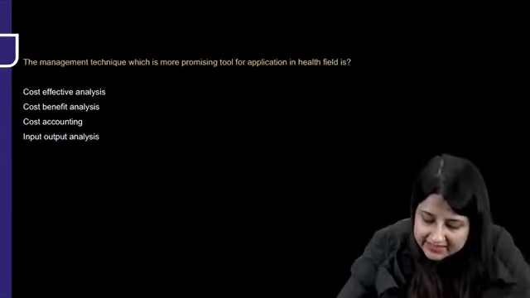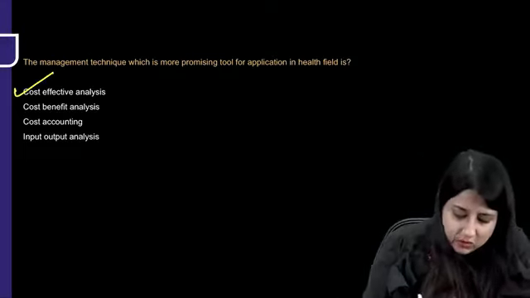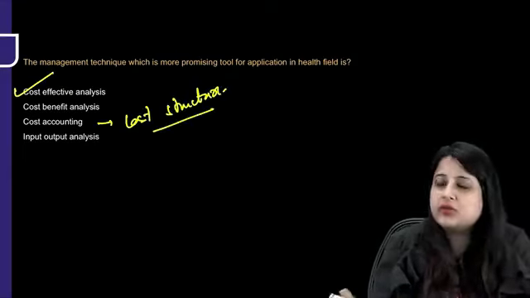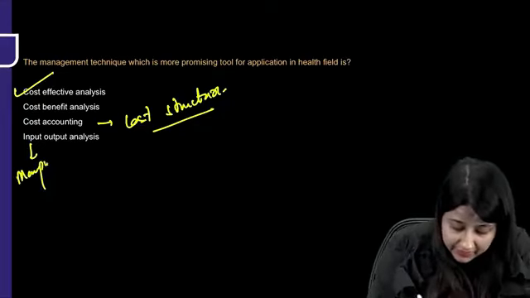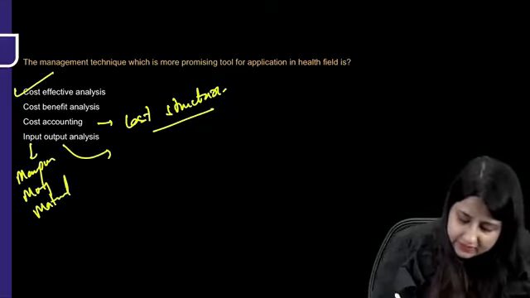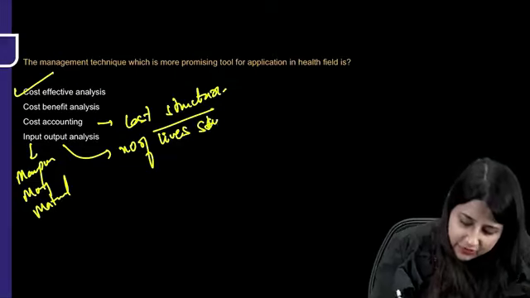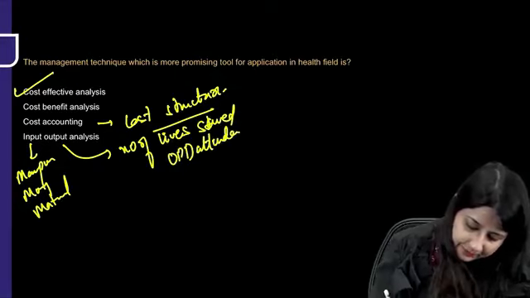All right, management technique which is most promising tool, please remember, it's cost effective. Cost accounting simply means cost structure of a program. Okay, recurring cost, non-recurring cost, all of those things. Input output, input in the form of manpower, money, material, okay, and output is in the form of cost effective analysis, number of lives saved, okay, OPD attendance rate, all that is output.